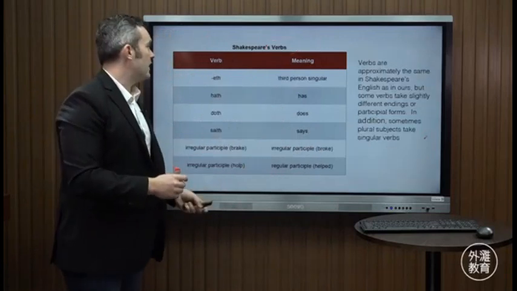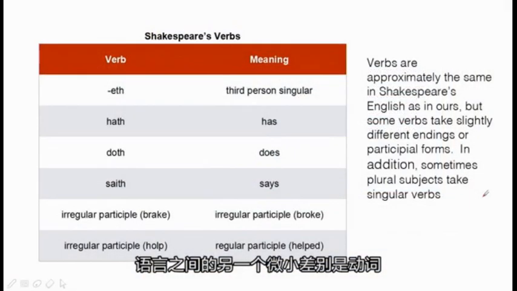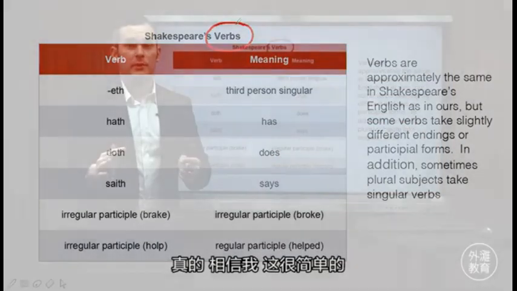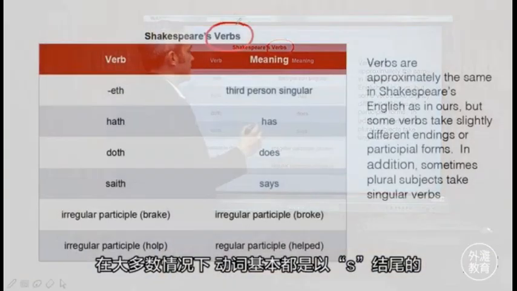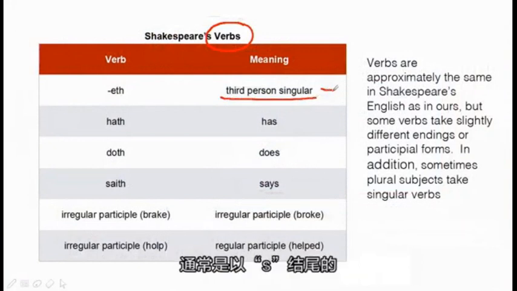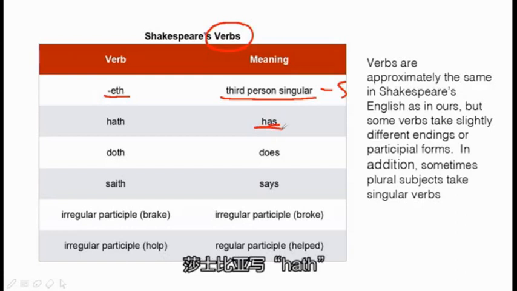In addition to pronouns, another minor difference between the language is verbs. And really, guys, this is simple. Oftentimes, verbs that would end with an S, like the third person singular form, in Shakespeare's English are going to end with a TH. Some examples of common verbs that have this ending shift: what we would call has, Shakespeare writes as hath. Notice this TH. Does is doth.